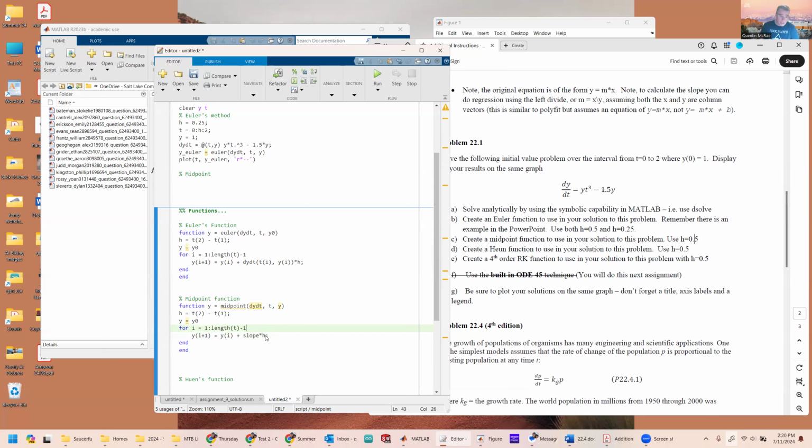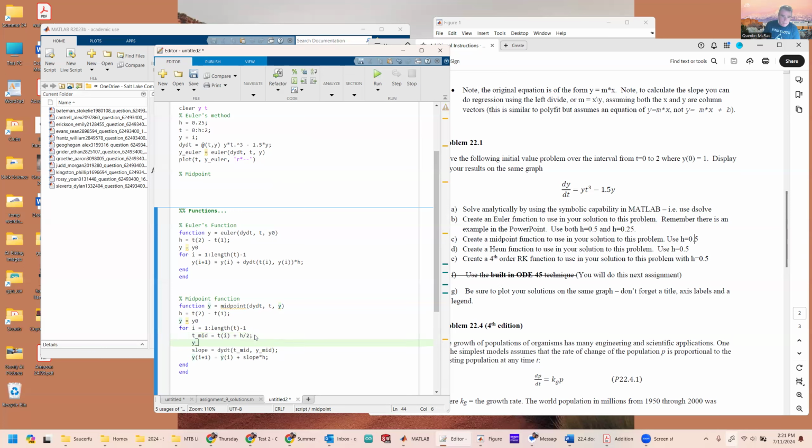So I'm going to come in here and I'm going to say slope is equal to dy dt at the, I'm going to call it like this, t mid, y mid, right? Okay, that's lovely. So the problem is I don't know either these t mids or y mids. So this is not the most efficient way. I'm going to say t mid is what? t of i plus h over 2. Right? So it's my current time step plus a half a step. So that's my t at my midpoint.